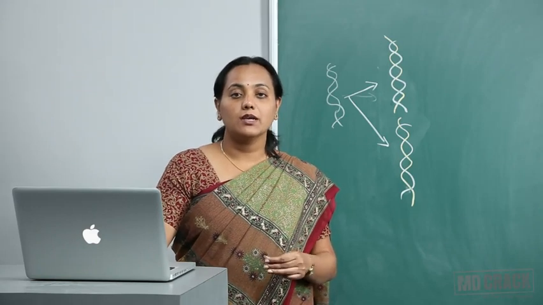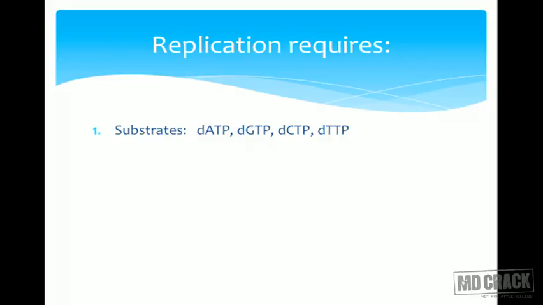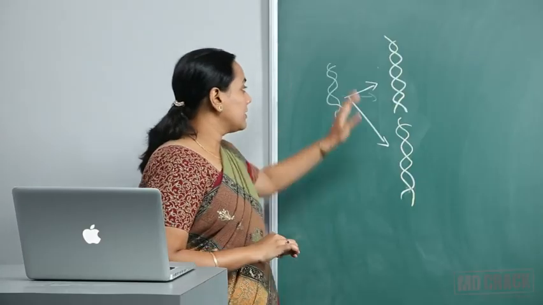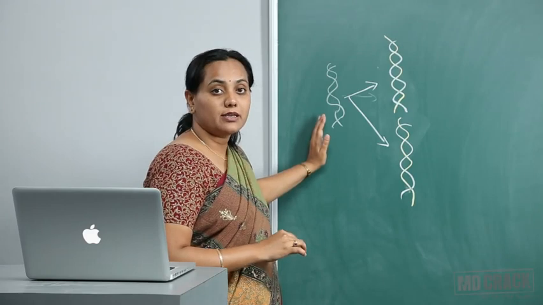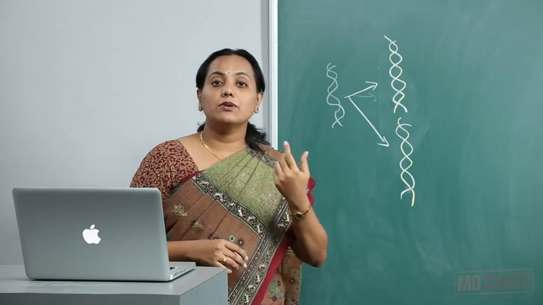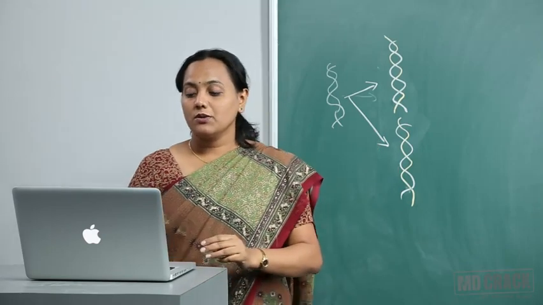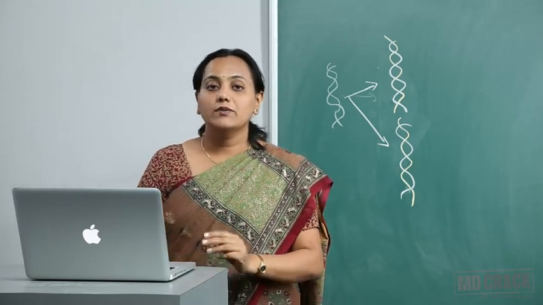Deoxynucleoside triphosphates, or what we call deoxy ATP, deoxy GTP, deoxy CTP, deoxy TTP. All the triphosphates have to be there. The purines and pyrimidines, A, G, C, T in the deoxy form, are required before the start of replication. What else is required? The mother parent DNA is required. Each strand is going to act as a template for the replication of the new strand. So, template is required.